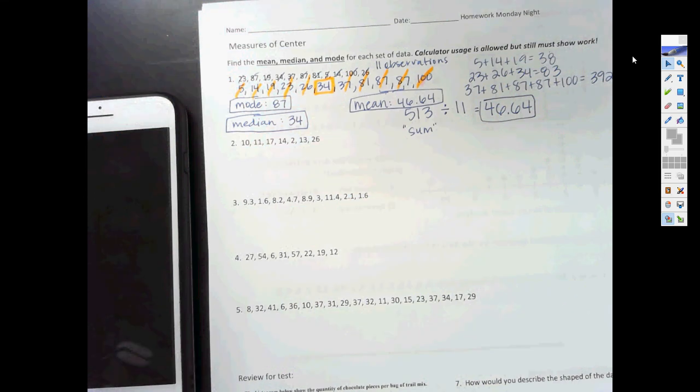So anyway, this is just a little tutorial to help you with your homework if you need it. Don't forget the bottom is review for your test. You have a test on statistical questions, histograms and dot plots where you have to look at a graph and pick the data, and shapes of data, if it's skewed or symmetrical or skewed left or skewed right.